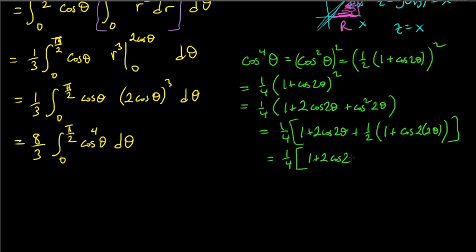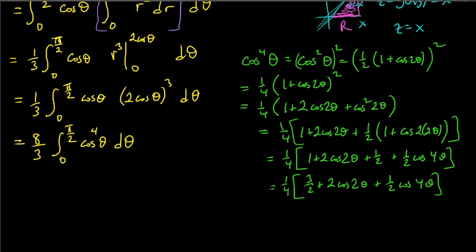So yeah, you expand all this out and you kind of get a mess here. You get 1/2 and then another 1/2 times cosine of 4 theta. So let's see, if we pull out, well, 1 plus 1/2 is 3 over 2, right? Plus 2 times cosine 2 theta plus 1/2 times cosine of 4 theta. And now let's just distribute the 1/4, right? So we're going to get 3 over 8 plus 2 over 4 is 1/2 cosine of 2 theta, and then plus 1/8 cosine of 4 theta.